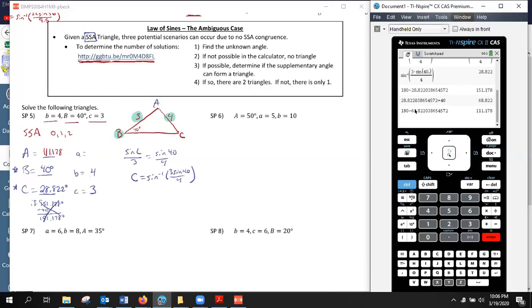And I asked myself, am I expecting side a to be bigger or smaller than any of the other two? And I think it's going to be bigger just because it's the largest angle. So to find side a, I'm going to go back and say the sine of angle A over, I do know that angle A is 111.178 degrees.